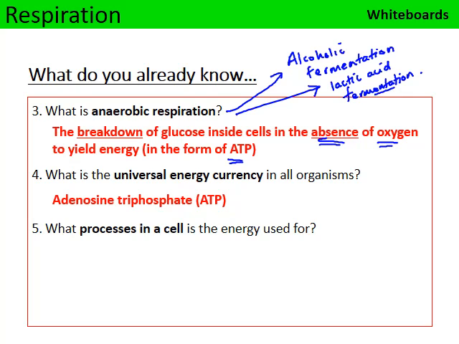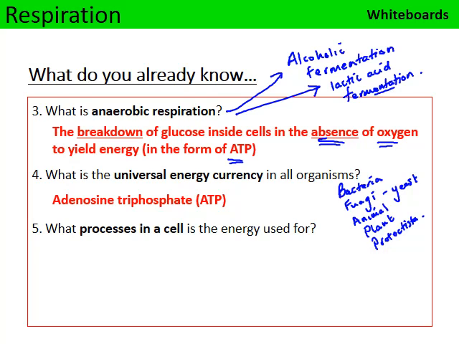Now, the universal energy currency in all organisms, whether they be bacteria, which are prokaryotic cells that lack any organelles, or fungi, such as the unicellular yeast, which is a type of fungus, or animal cells, which we know are eukaryotic, plant cells, and even protoctista, things like amoeba. So it doesn't really matter what kingdom the cells belong to, what organisms they belong to. They will all make ATP.